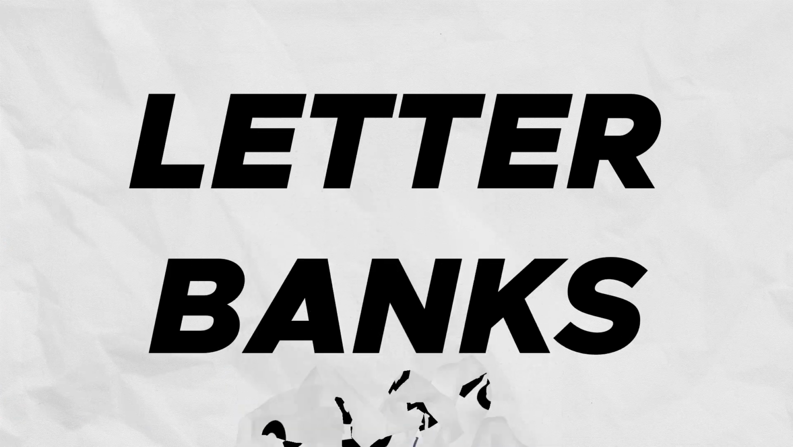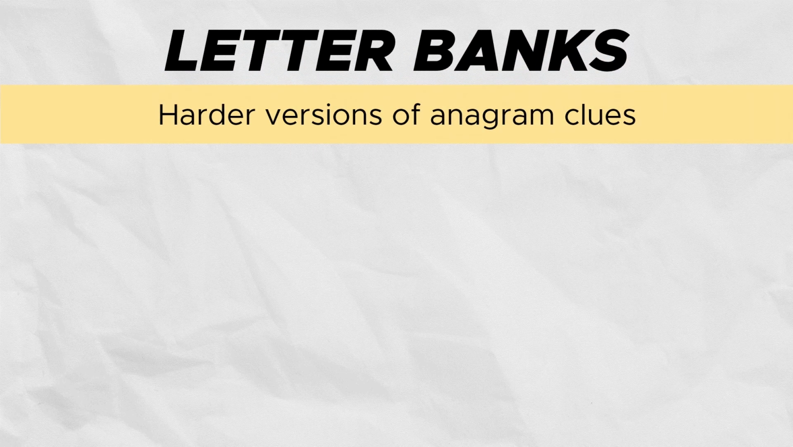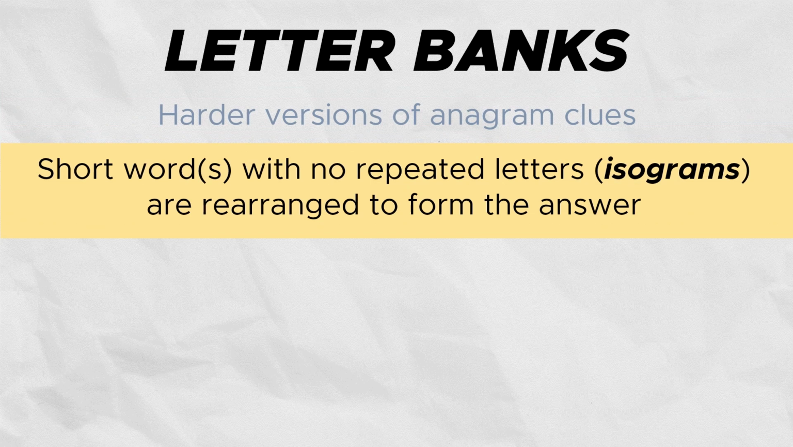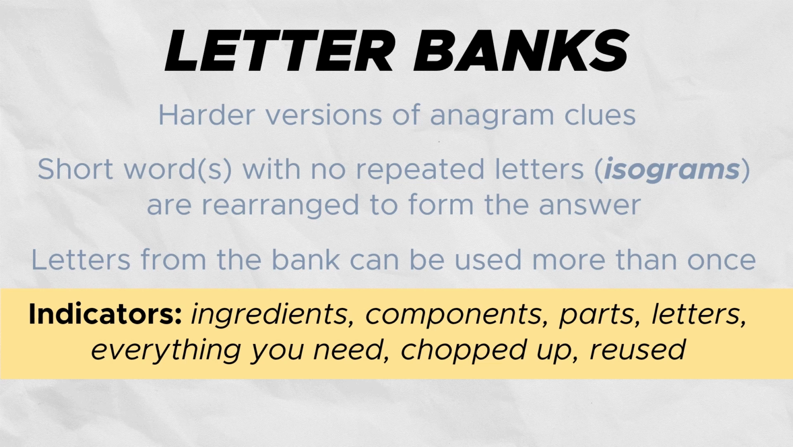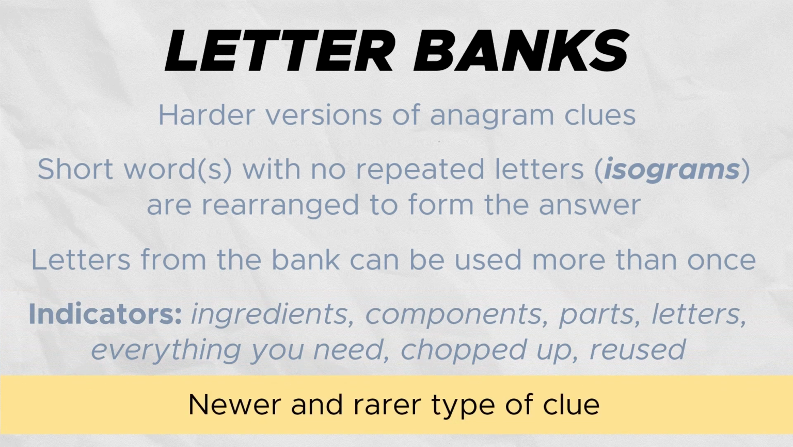Letter banks. So these are harder versions of anagram clues. These contain short words with no repeated letters, also known as isograms, that are rearranged to form the answer. But letters from the bank can be used more than once, unlike an anagram. Indicators include ingredients, components, parts, letters, everything you need, chopped up, reused. And these clues are newer and rarer, but they are definitely figure-outable.